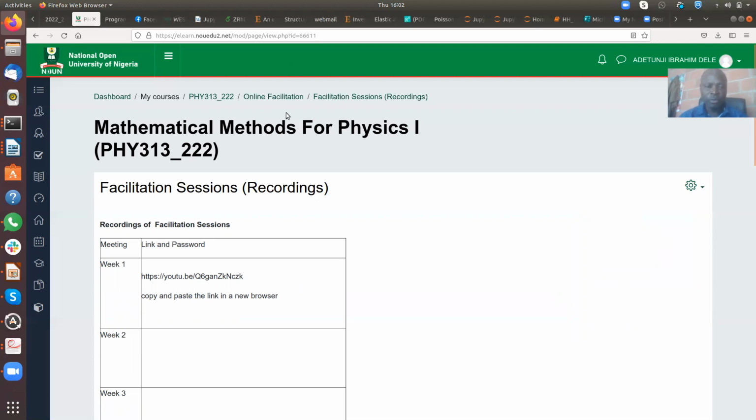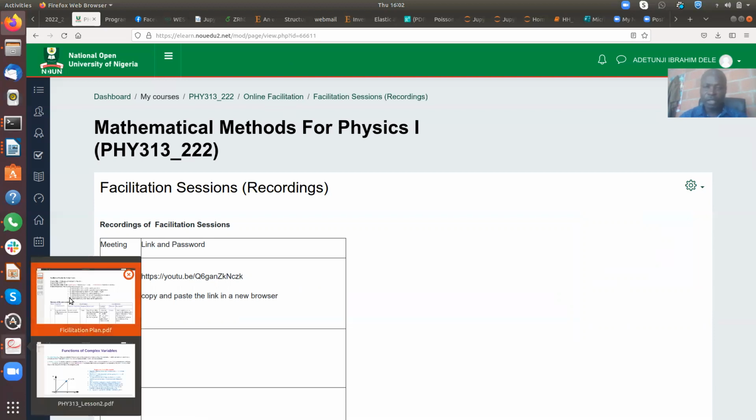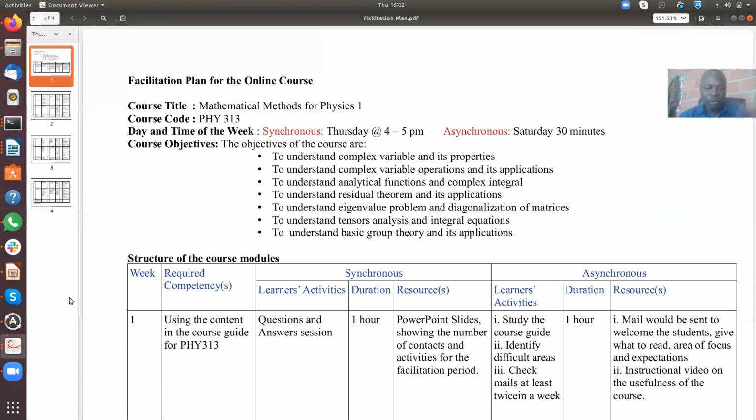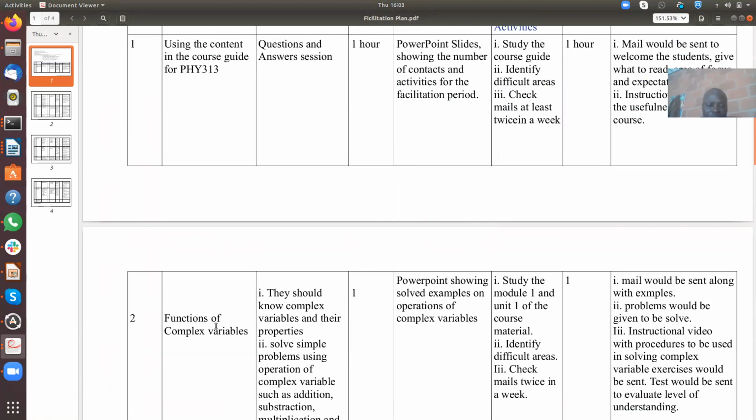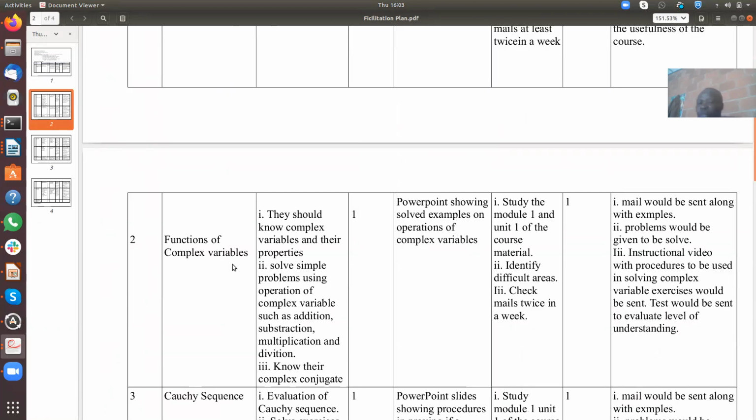So today we move straight to continue from where we stopped last week. Last week was more or less like an introduction, but I tried to start the concept we are to treat today. I gave a breakdown of what is expected of us in this course and how we are going to be going about it. So this week, we are supposed to start fully on functions of complex variable, which I started last week.